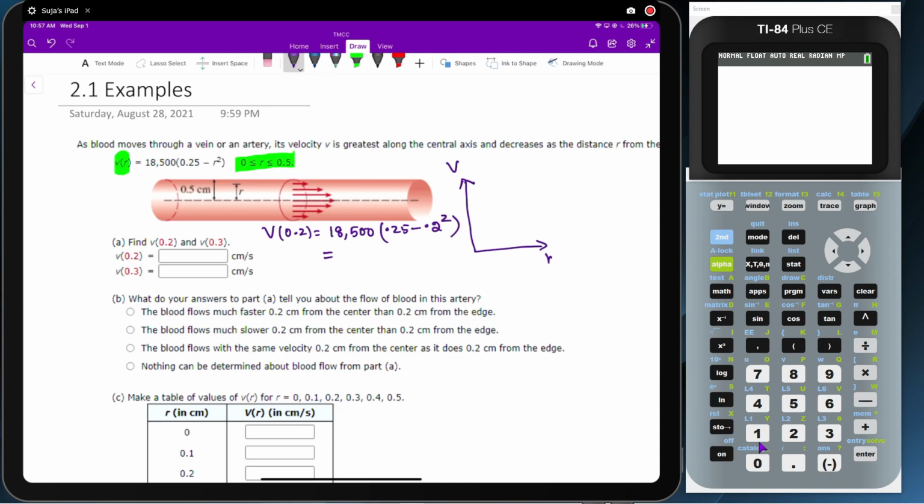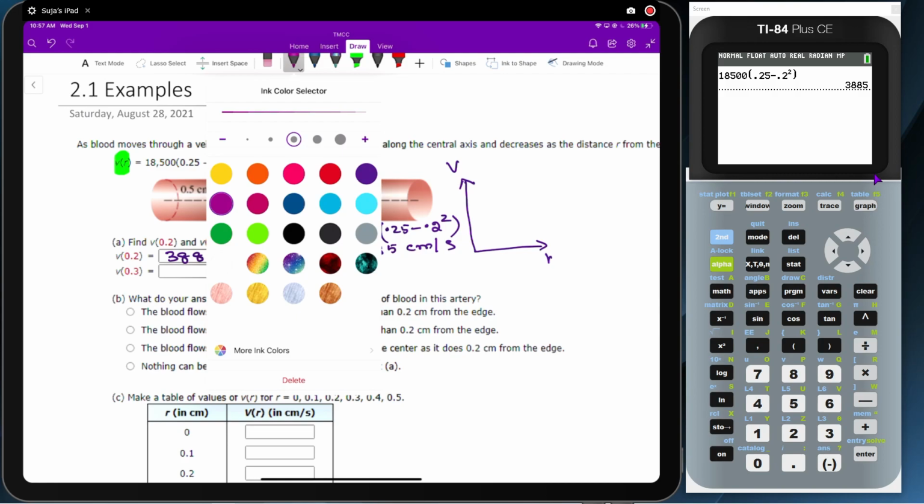So if I go here, 18,500, open parentheses, 0.25 minus 0.2 squared. I'm not using parentheses, it's okay. If I use parentheses, that should be fine too. So here I'm getting the velocity is 3,885 centimeter per second, and that's what we should put here, 3,885 centimeter per second.